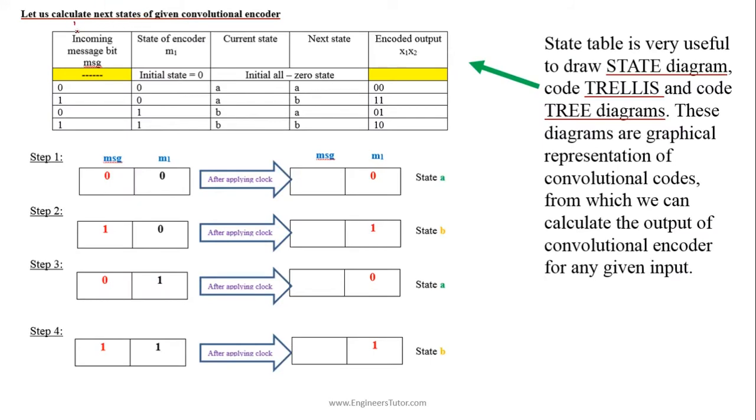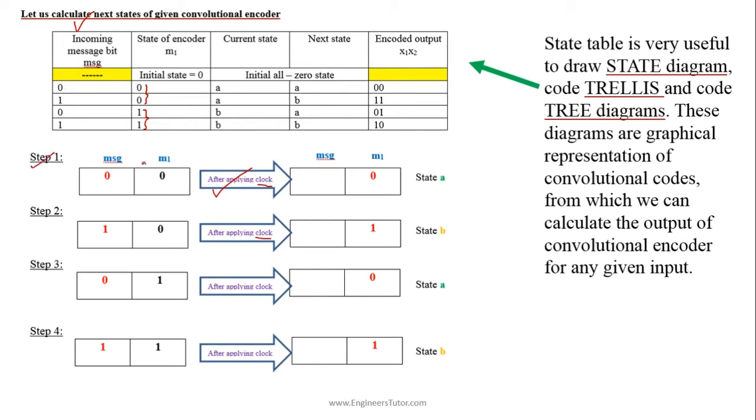Let us calculate the next states of a given convolutional encoder. The state of the encoder changes only after applying the clock pulse. If you apply the clock pulse, then only the state of the encoder, or shift register, will change. Suppose the encoder may be at 0 state or 1 state initially, depending on the incoming message bit.